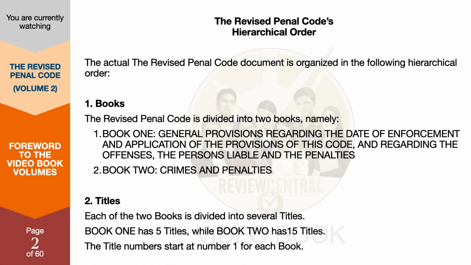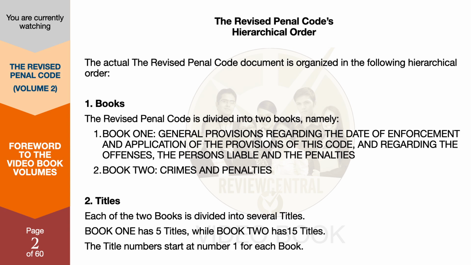The Revised Penal Code's hierarchical order. The Revised Penal Code document is organized in the following hierarchical order. Number 1. Books. The Revised Penal Code is divided into 2 books, namely: Book 1. General provisions regarding the date of enforcement and application of the provisions of this code, and regarding the offenses, the persons liable and the penalties. Book 2. Crimes and penalties.